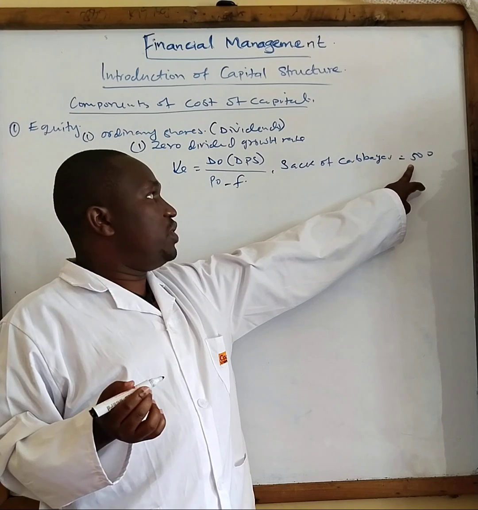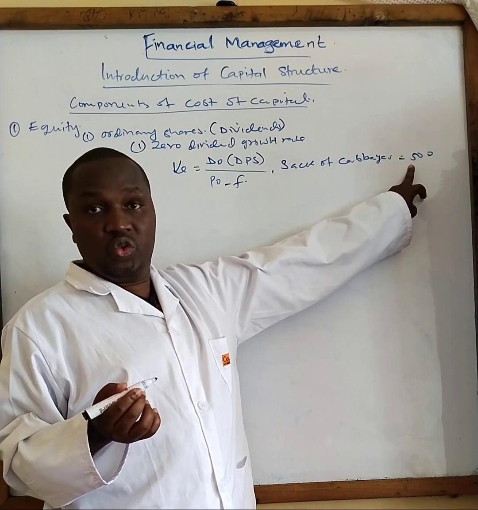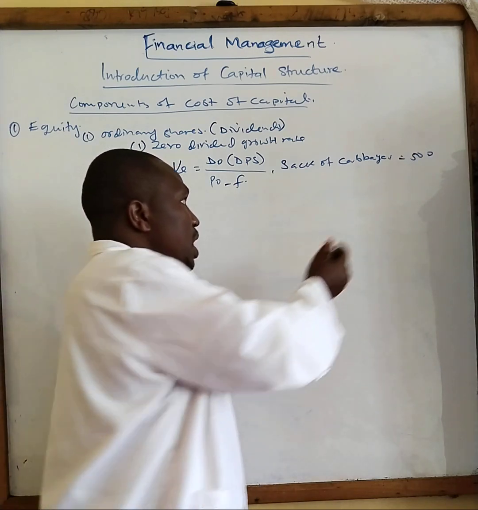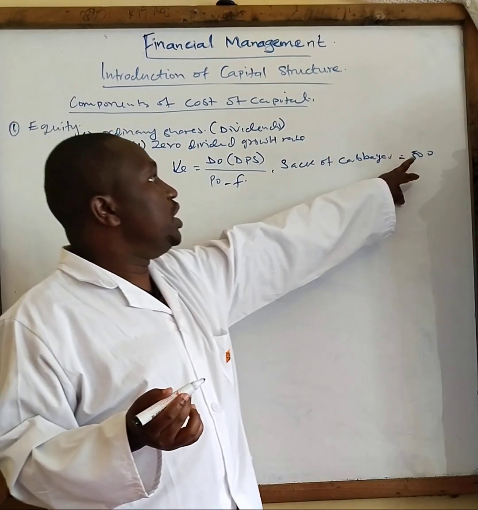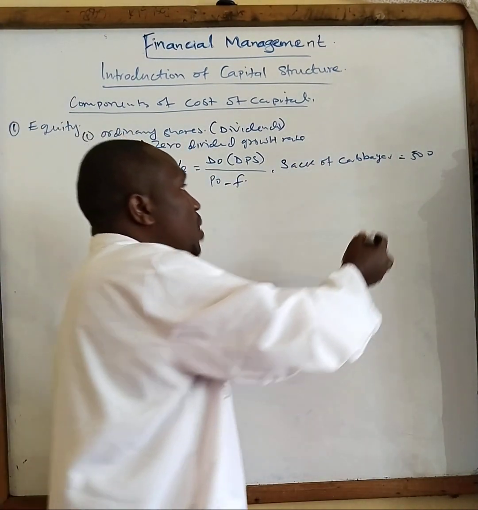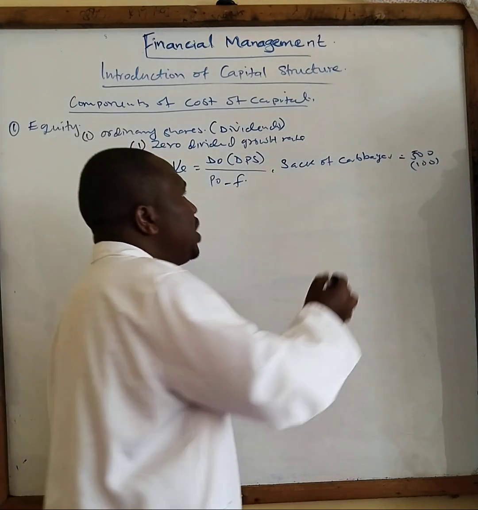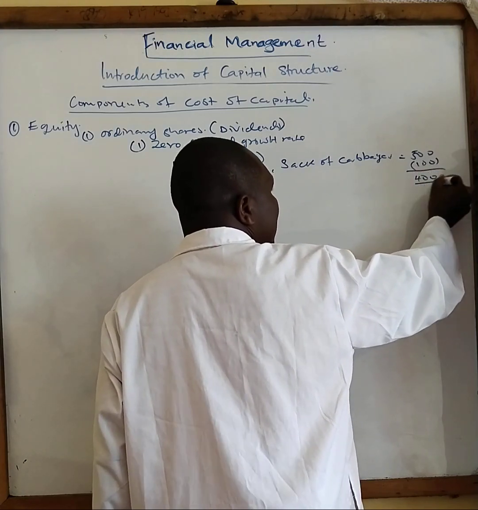This sack of cabbages you have bought from the market needs to reach the place where you do your business. So you need a transportation cost. This amount here is the market price. The transportation cost will reduce this. Assuming you have been charged 100 shillings to get to where you do your business, the correct market value for that cabbage should be 400.